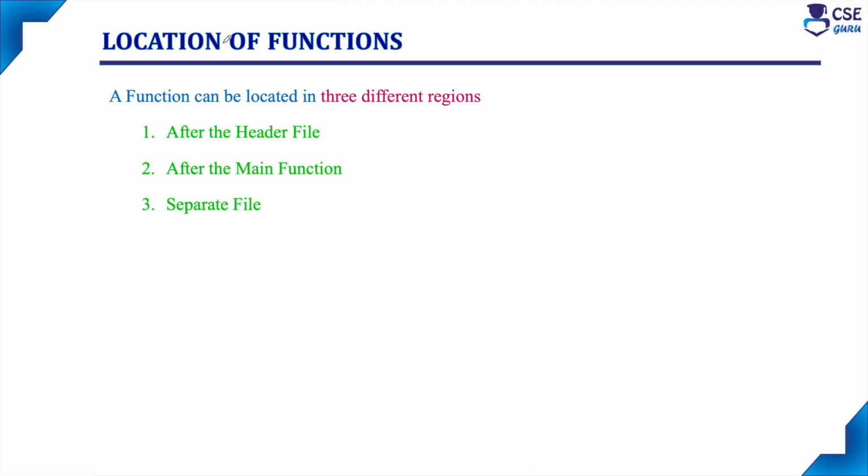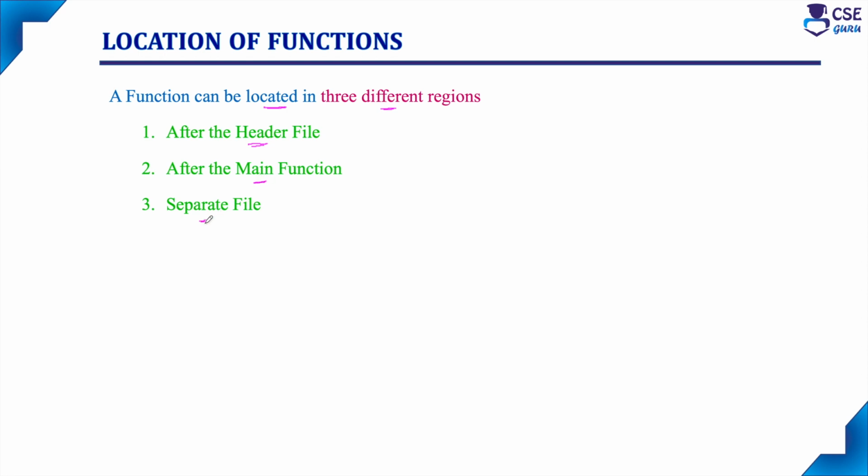In C programming, where we can place the function represents the location of functions. A function can be located in three different regions. Immediately after the header file, we can place the complete user-defined function. That is the first method. The second method is after the main function. That is, we specify the header file first, then the main function, and then we place the user-defined function. That is the second method.